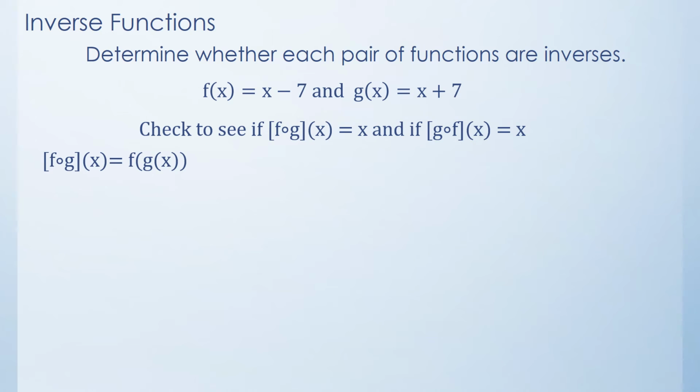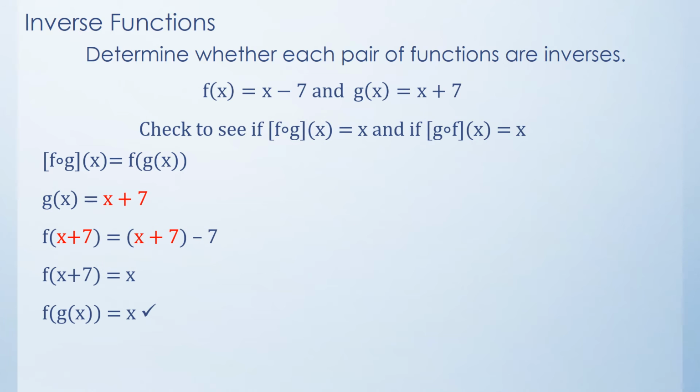Okay, so I'll start with the composition of f of g of x. g of x is equal to x plus 7. So I substitute x plus 7 into my f function, and then I simplify. I see that the composition of f of g of x is equal to x, so this side works. Let's check the other side just to be sure.